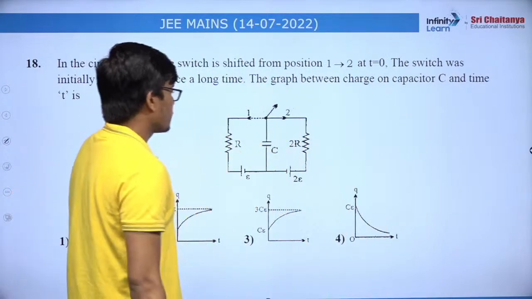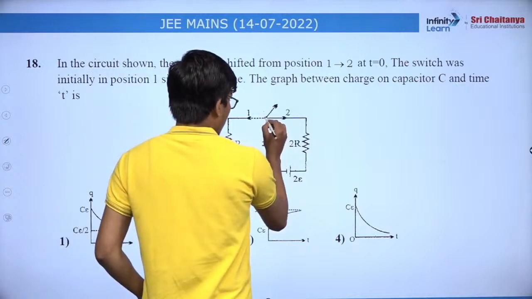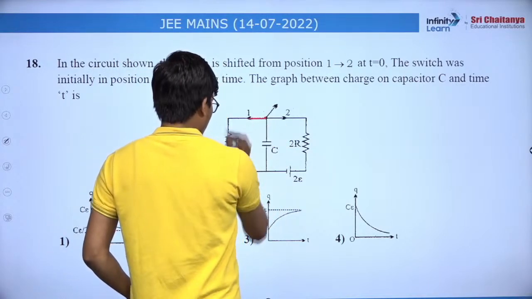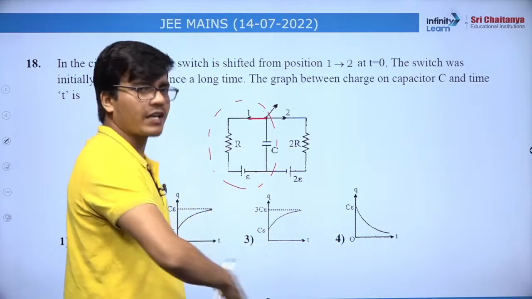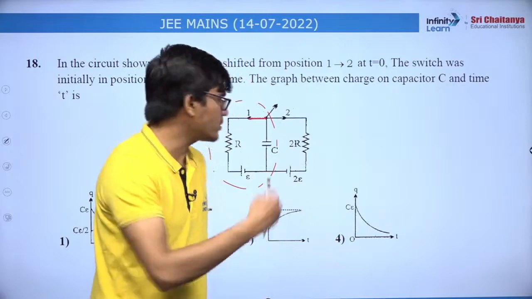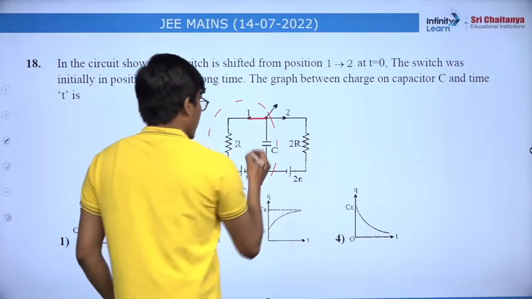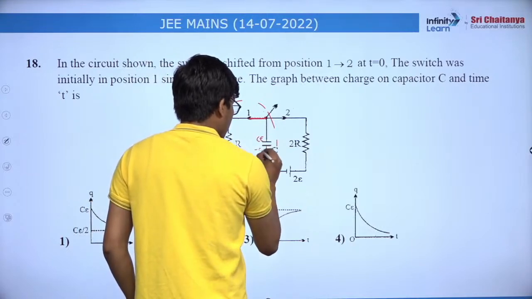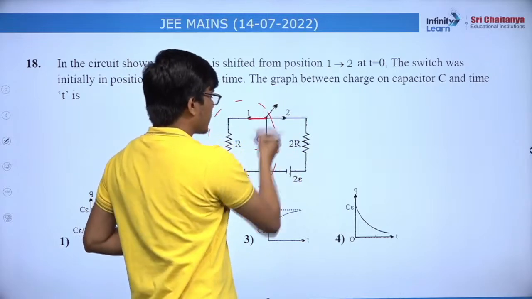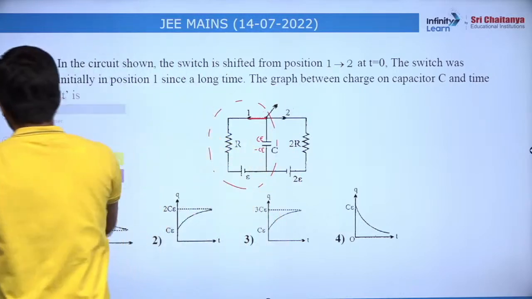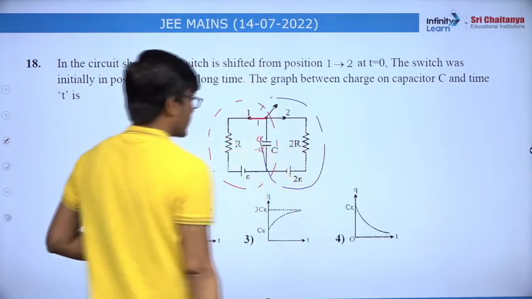This is a very beautiful question of an RC circuit. At first, the key is only connected with this, so this is the circuit initially. After a long time, this capacitor will be fully charged, right? At t equal to infinity, CE and minus CE charge will come. Now you are disconnecting from this side and connecting to that side. So this will be my second circuit.